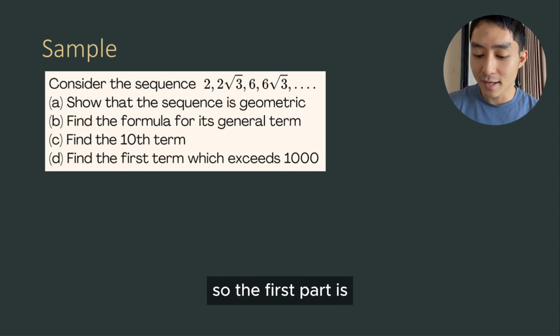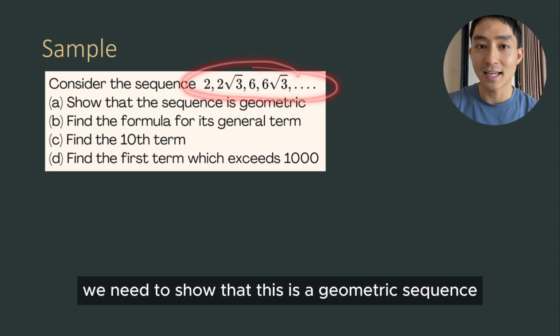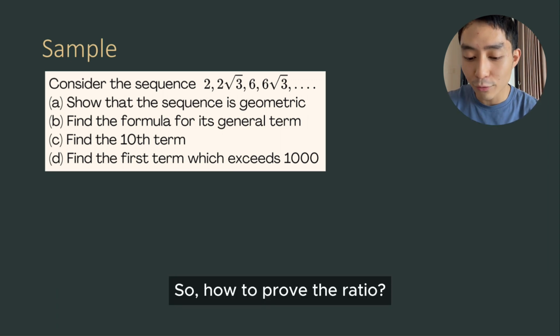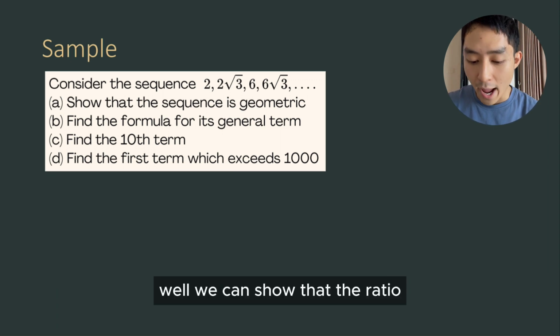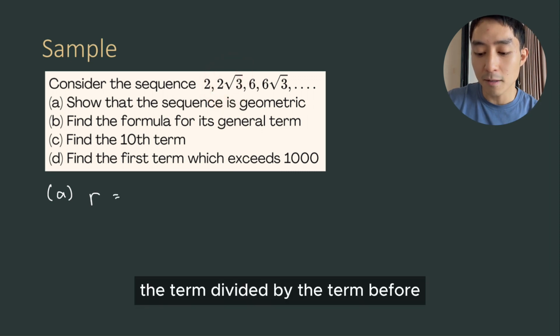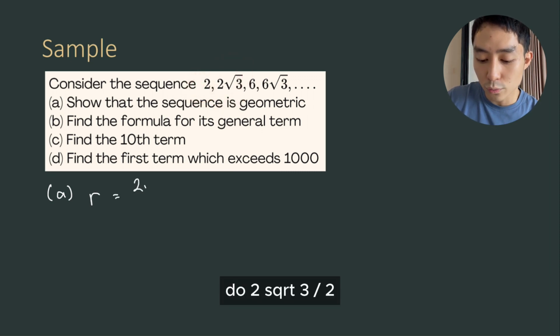So the first part is we need to show that this is a geometric sequence. So again, the backbone is that geometric sequence have a ratio. So how to prove the ratio? Well, we can show that the ratio, the term divided by the term before. So 2 square root of 3 divided by 2.